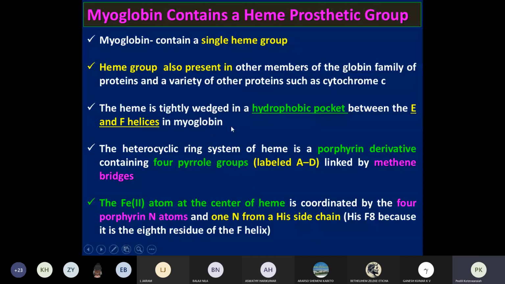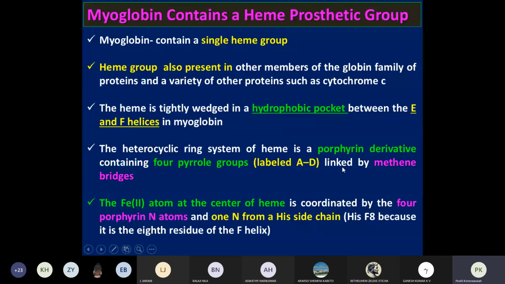Similar to hemoglobin, myoglobin also has the heme part as well as the globin part, and the globin part has 153 amino acid residues, whereas the heme part, since it is only a monomer, has only a single heme group, and its structure is similar to what we had discussed in the case of hemoglobin. So we need not repeat this structure.